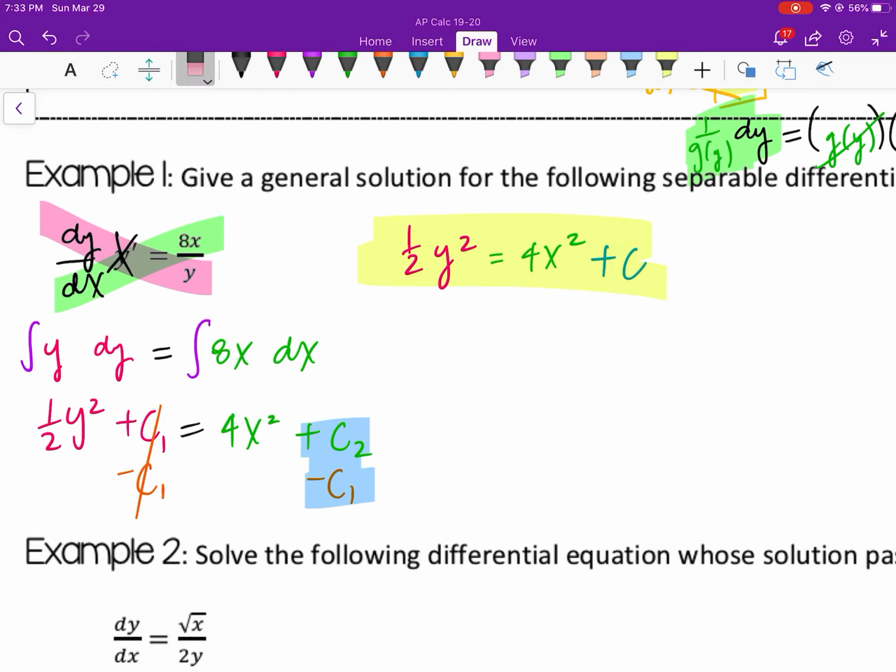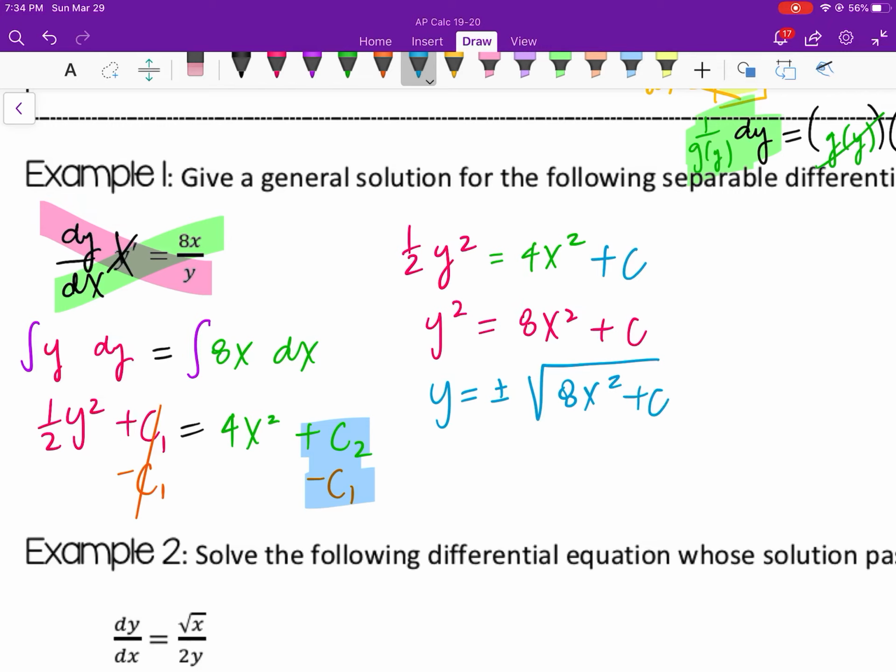We just want to explicitly solve for y. So then we're going to multiply both sides by 2 to get rid of that 1/2 out front. So we'll have 8x squared plus, again, some new constant that's still a constant, which is all we really care about. And lastly, we take the positive and negative square root of both sides. 8x squared plus c, all to the 1/2 if you want. Lastly, do not try to split up that square root.